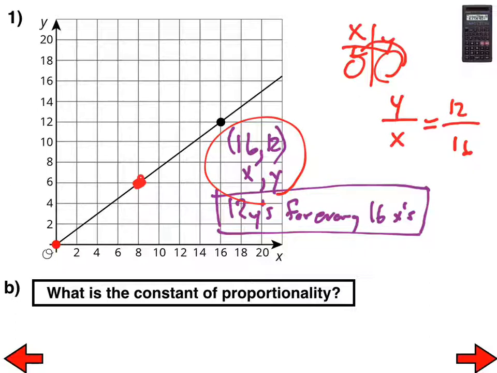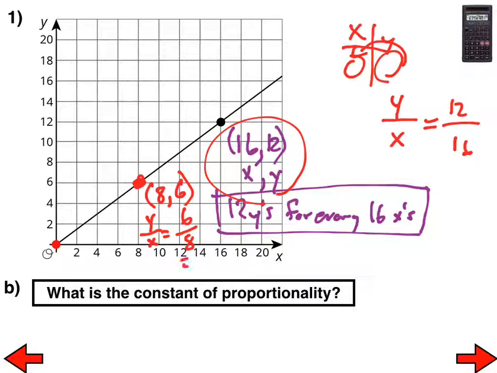So the question was, well, what about this ordered pair? Well, this ordered pair is (8, 6). We could have also used that one instead, but we still have a situation that is not simplified. So we have 6 over 8. Regardless of that, can you simplify either 6 over 8 or 12 over 16?